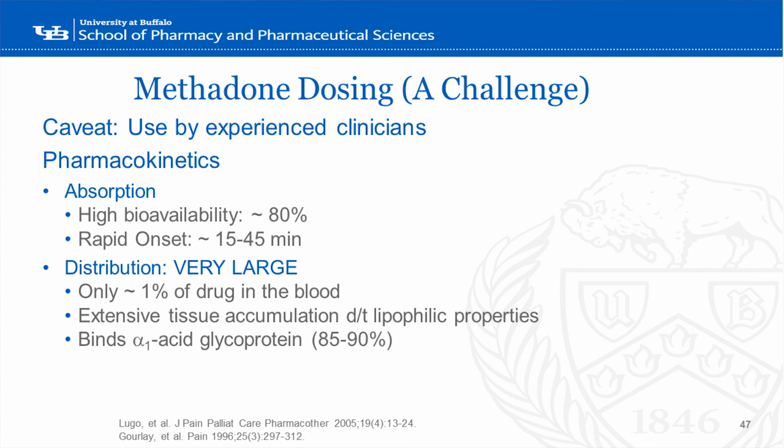It has a very large volume of distribution, with only 1% of the drug being found in the blood. This is due to its extensive tissue accumulation due to its lipophilic properties. It also binds to alpha-1 acid glycoprotein at about an 85 to 90% ratio. This is important because alpha-1 acid glycoprotein tends to be at high levels in patients who have pain and have inflammatory processes going on.